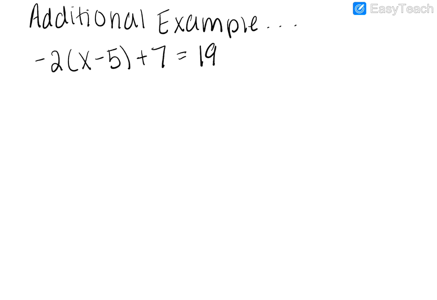So now we're going to be solving for x because we have that equal sign. So this means that we can solve instead of just simplify. So I'm going to distribute my negative 2 to both the x and the negative 5. So notice how that's a negative 5, not just a positive 5. So negative 2 times x is negative 2x. Negative 2 times negative 5 is a positive 10.